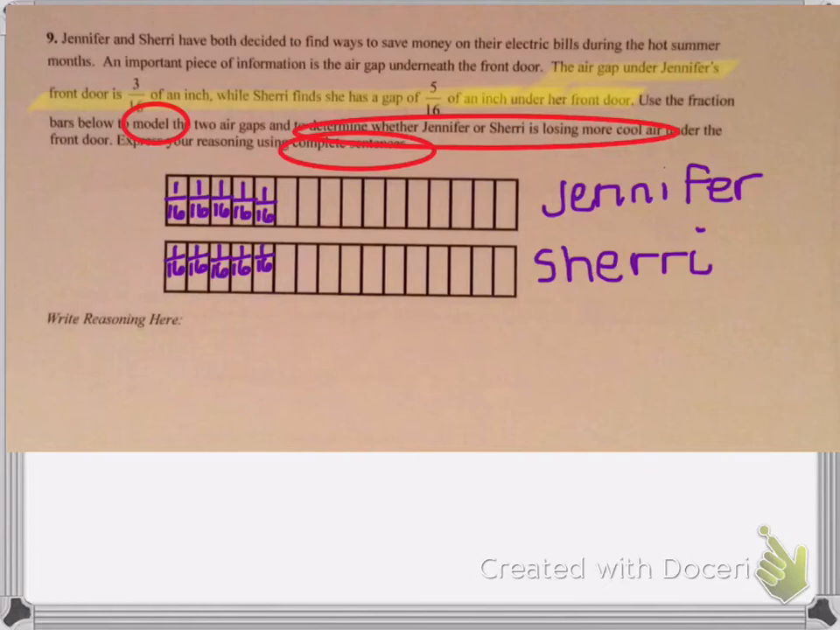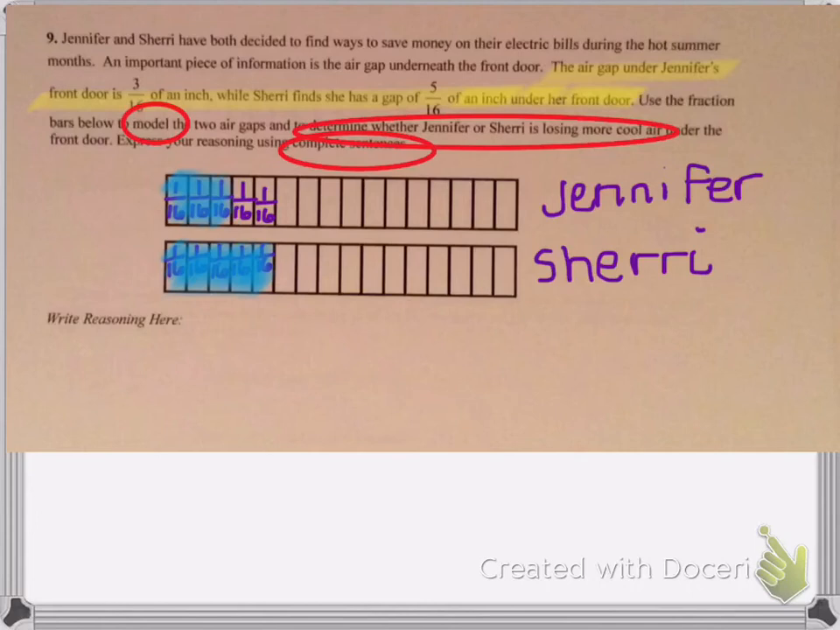Now let's shade in to represent the fraction that is going to be the amount of the gap under the front door. Jennifer is 3/16 of an inch, so that's 3 copies of 1/16. So we shade in 3 of those. Sherry is 5/16 of an inch, so that's 5 copies of 1/16, so we shade in 5 of those.